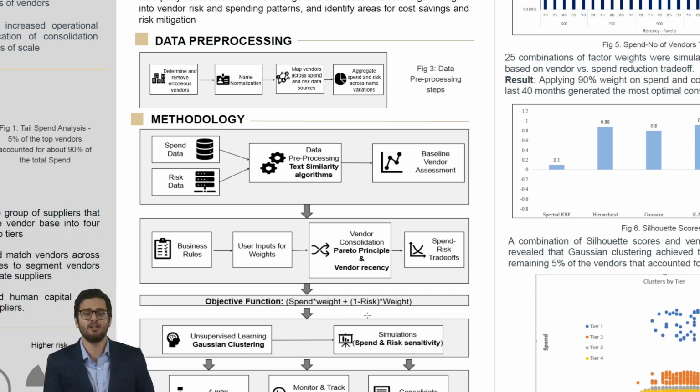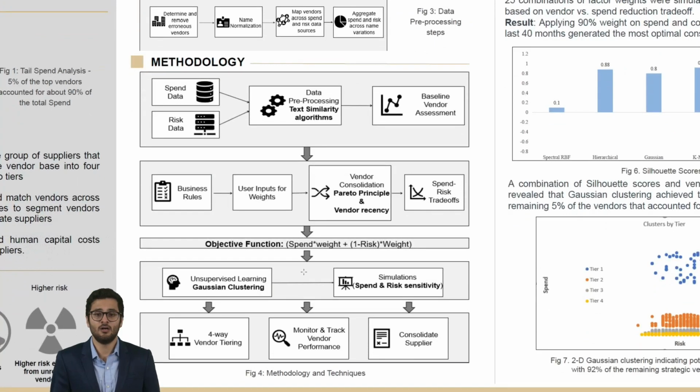This is done because we want our top tier vendors to be high spend and low risk. Moving on from the objective function, now our data set is ready to be fed onto the clustering model, which Manoj will take us through.